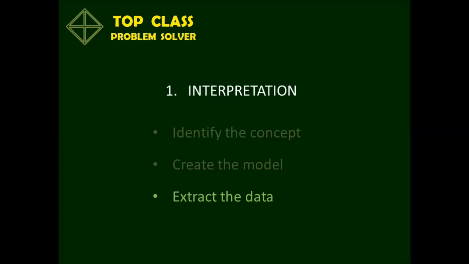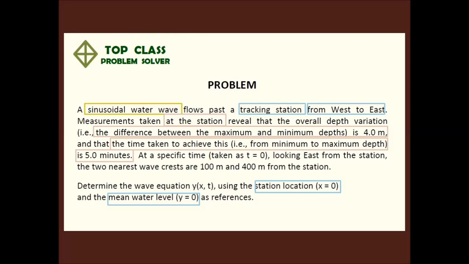The third step of the interpretation is to extract the data carefully from the problem. We are given 2 sets of information in this problem. Firstly, we're given that at the station, the difference between the maximum and the minimum depths is 4.0 meters. We are also told that the time taken for the wave to rise from its minimum to its maximum depth at that location is 5.0 minutes.